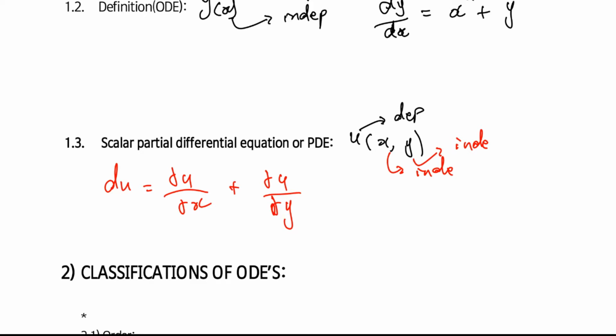So we are also going to deal with such equations here. Those are called scalar partial differential equations. You can see where this term is coming from: here you have partial derivatives. Those partial derivatives are the ones that give you the partial differential equation, or PDE.